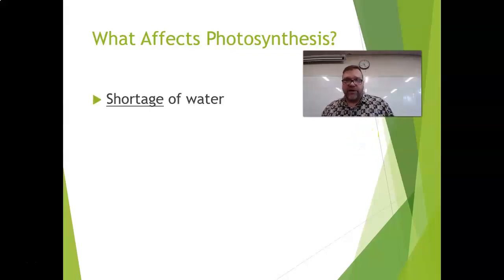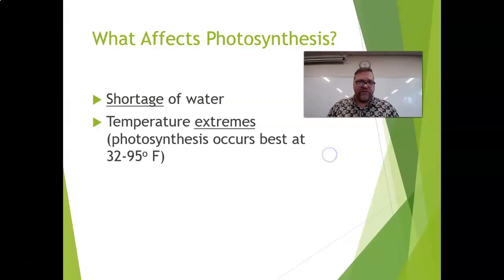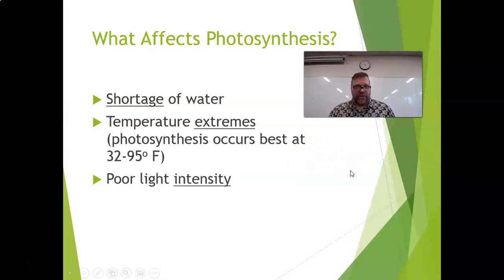Shortage of water. So water is needed to be split by the sun. If you can't split water and make those oxygens, then you're not going to be able to make a lot of energy. Second thing that affects it is temperature extremes. Photosynthesis occurs best between 32, that's freezing in Fahrenheit, and 95. So that's the best. Once it's freezing, the water doesn't want to split because it's solid ice. And once it gets too hot, not good for the plant. The water gets all evaporated, and there's no water left to do the splitting.